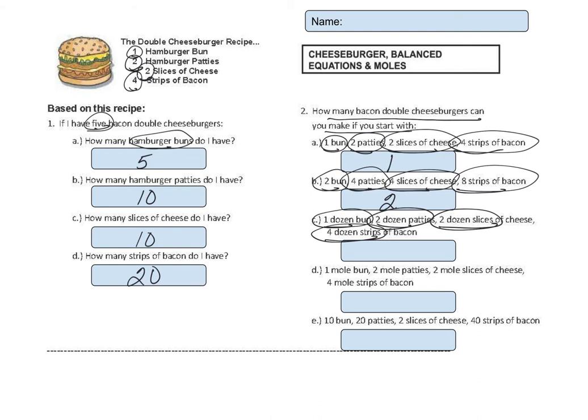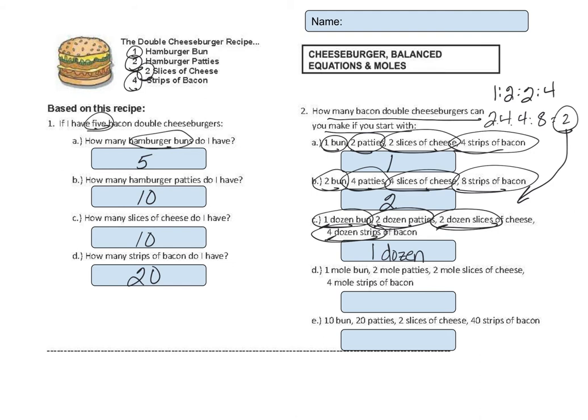Now remember, our ratio was 1 to 2 to 2 to 4: buns to patties to cheese to strips of bacon. Now, here in the second one, remember I had 2 to 4 to 4 to 8, which is the exact same ratio. So I just multiplied everything by 2 so that I could get 2 here. Now they're saying if I have a dozen, well, the ratio is still 1 to 2 to 2 to 4, so I could make 1 dozen.